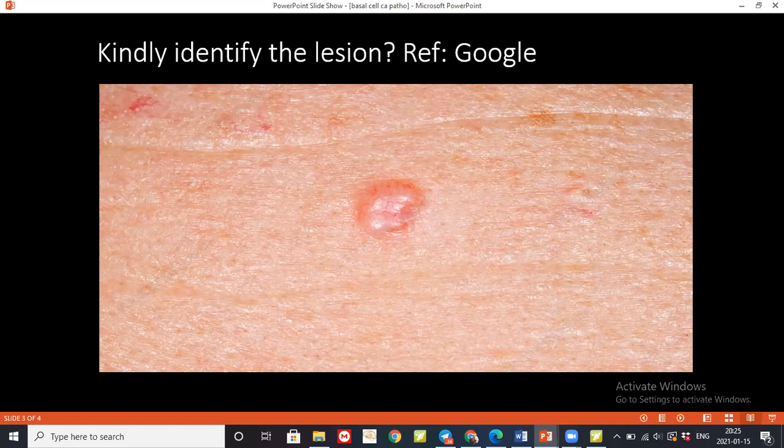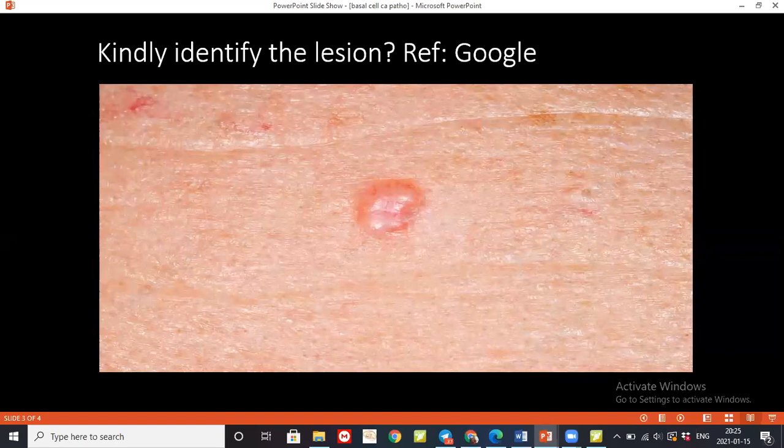Then appearance: squamous cell carcinoma has elevated edges, with an ulcer in between, whereas basal cell carcinoma has a purplish color with background telangiectasia, which causes redness in the background. So that is also another major difference.